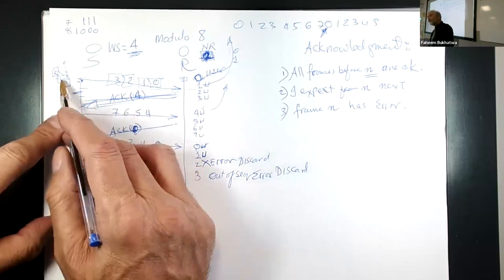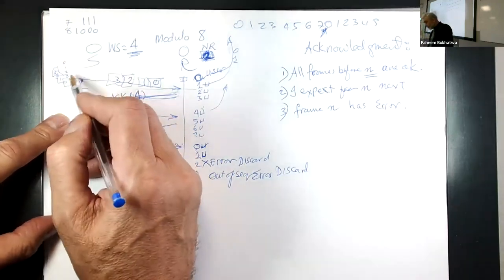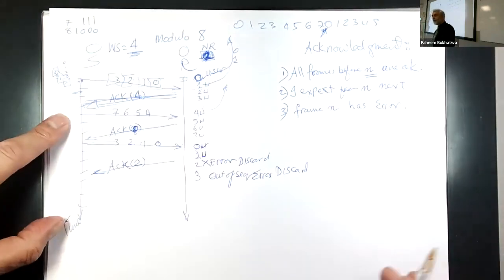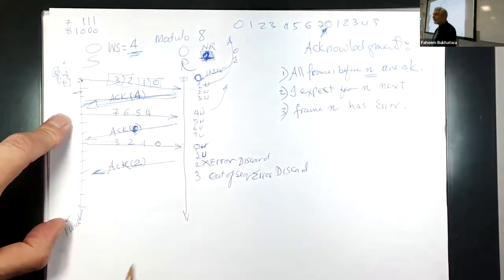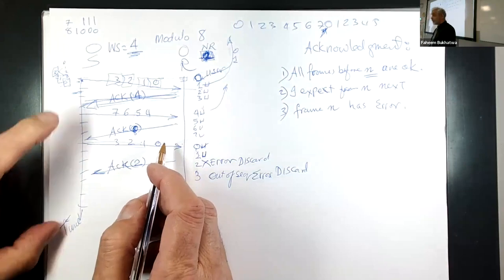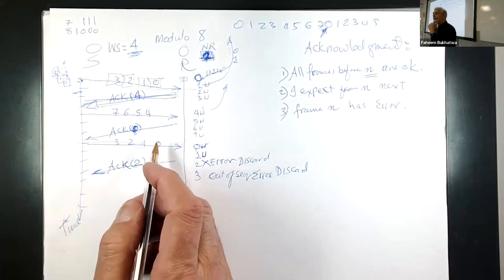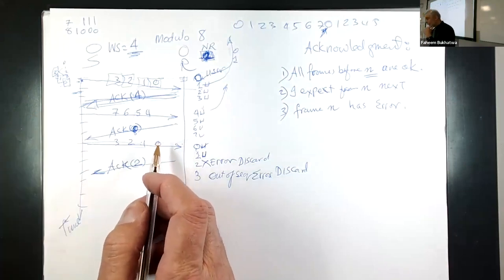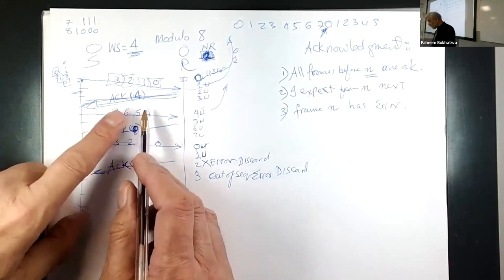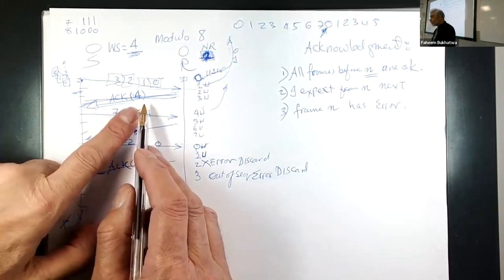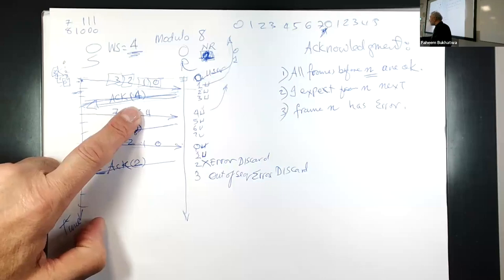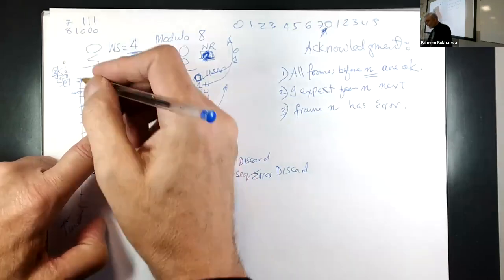Then everything before 4 here you can delete. So 0, 1, 2, and 3, they're already received. That's it. We don't need to keep them anymore. The receiver told us that they've received up until number 3. How did the receiver tell us? It sent us acknowledgement 4. Acknowledgement 4 means up until 3, I got them. So we can delete them.